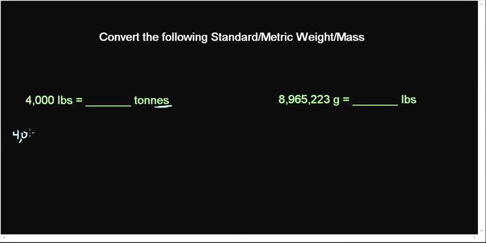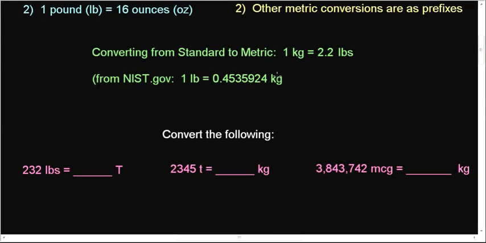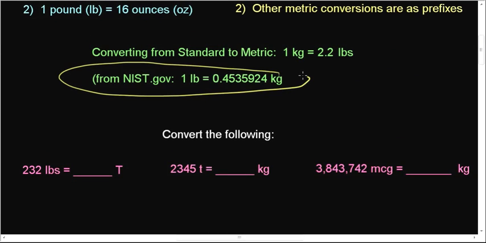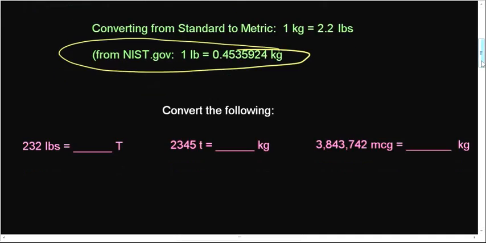I don't have a way to convert that directly into tons, but I can convert pounds into kilograms. So I was in pounds, I want to be in kilograms, and my conversion factor is 2.2 pounds in 1 kilogram. It's entirely up to you, but you can always go back and use this other NIST conversion. It's more accurate, but just takes longer, and you're really not going to get that much of a difference in your answer.